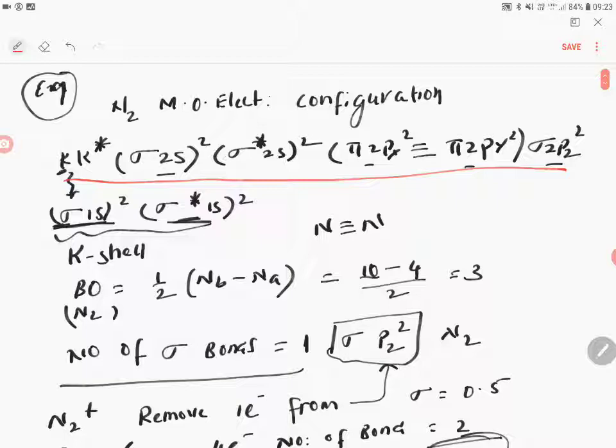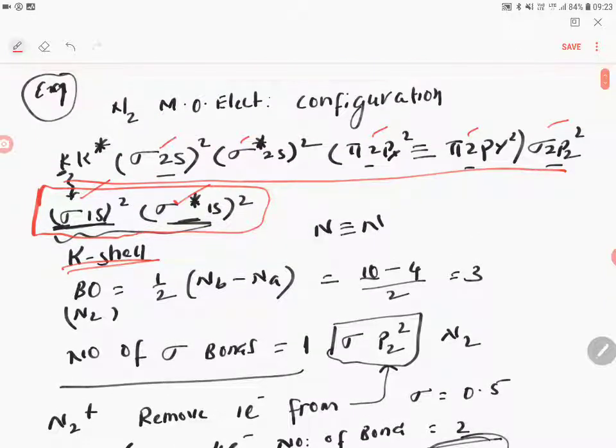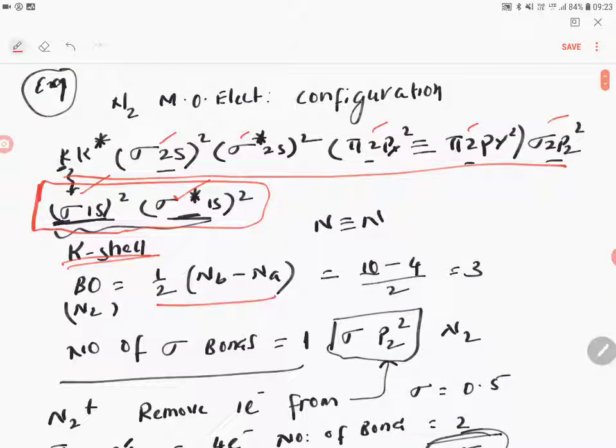And this is an explanation of KK star. It's from the K shell. This is bonding, this is anti-bonding. Then comes sigma 2s2, sigma star 2s2, pi 2px2, pi 2py2, sigma 2pz2. Now, when we figure out the bond order, it's number of bonding minus anti-bonding, divided by 2. So, 10 minus 4 by 2, which is 3.